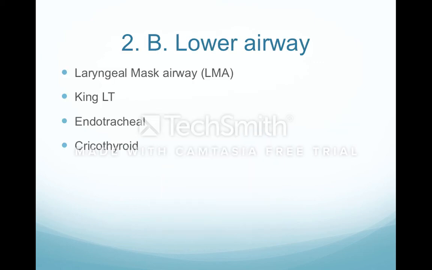So for the lower airway, there's a couple of things that will go through the oral passage, such as a laryngeal mask airway, or a King LT, or in fact an endotracheal tube, which would be a definitive airway. And then finally, if there is any kind of emergent situation where you need to be able to oxygenate the patient, once again, if you're thinking about it, you need to do it, and say it for the exam: cricothyroidotomy.